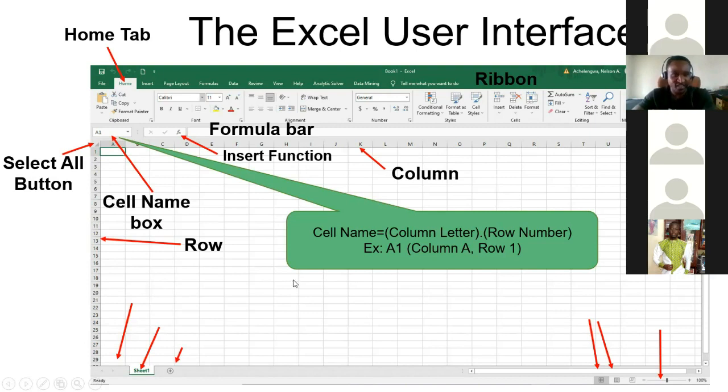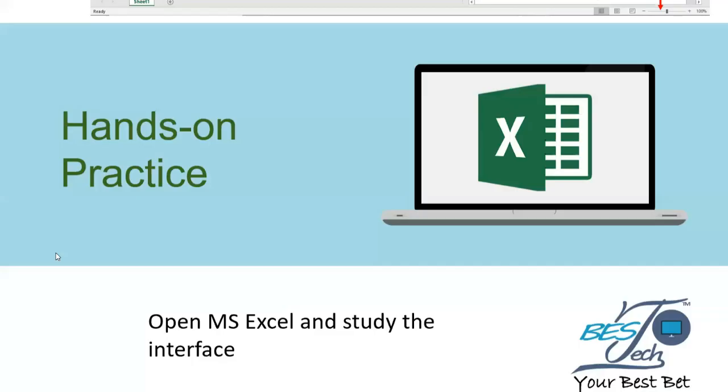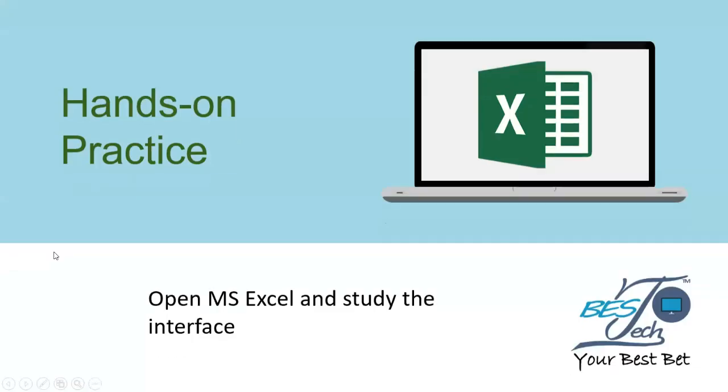Then at the bottom here we have the sheet selector buttons. That is where you can switch from one sheet to another, and you can use the new tab button to add a new sheet if you need new sheets. And still at the bottom here, we have the view buttons. You can switch between different views, and you can equally zoom in or zoom out. So that's just a big picture of the Excel interface. Right now we are going to see it in action.